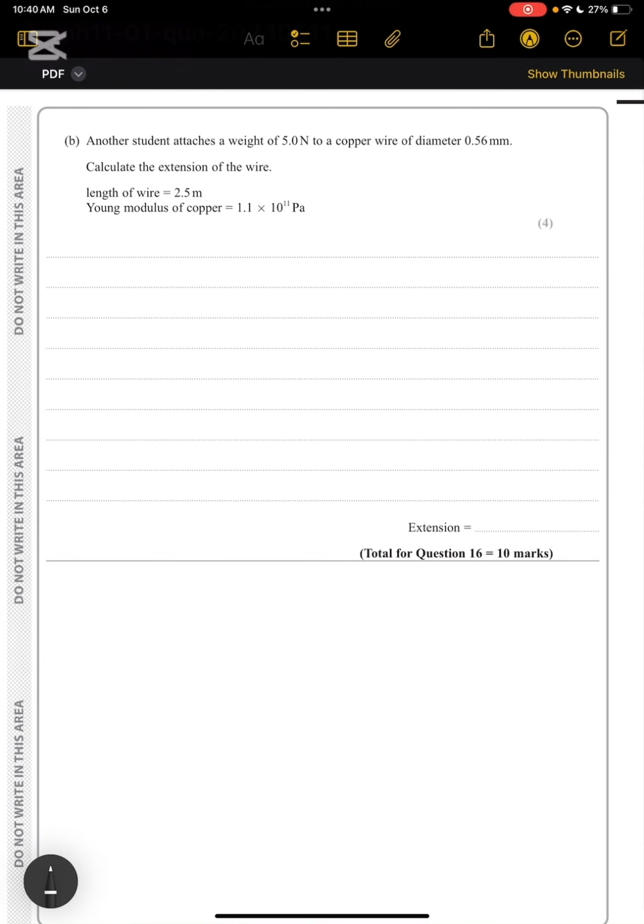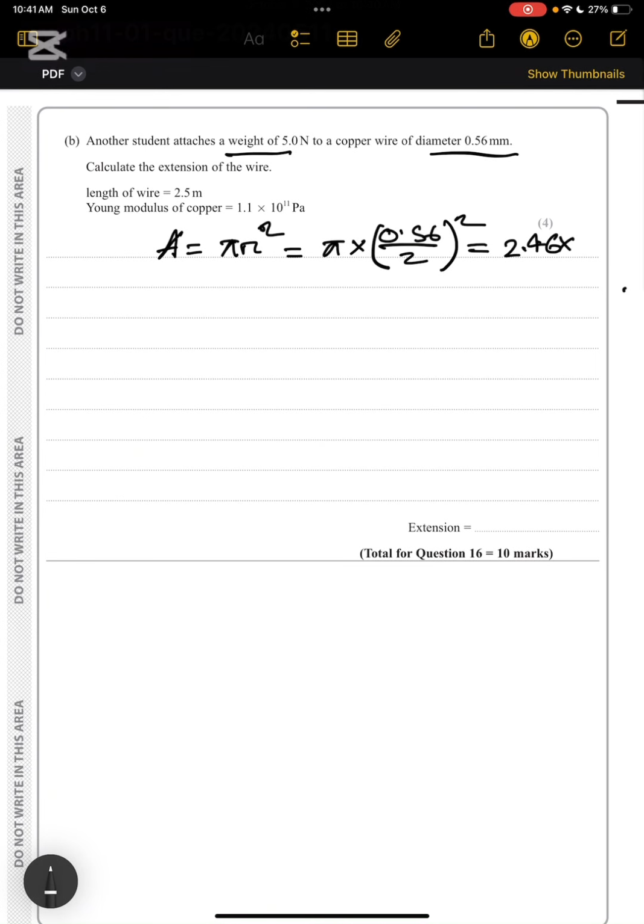So in question number B, they have given us the weight which was attached to the copper wire, and the diameter has been given. We can use the diameter to find out the cross-sectional area. So let's find out the cross-sectional area first. The area will be pi r squared, which is pi into 0.56 divided by 2 squared, which will be equal to 2.46 into 10 to the power minus 7 meters squared.